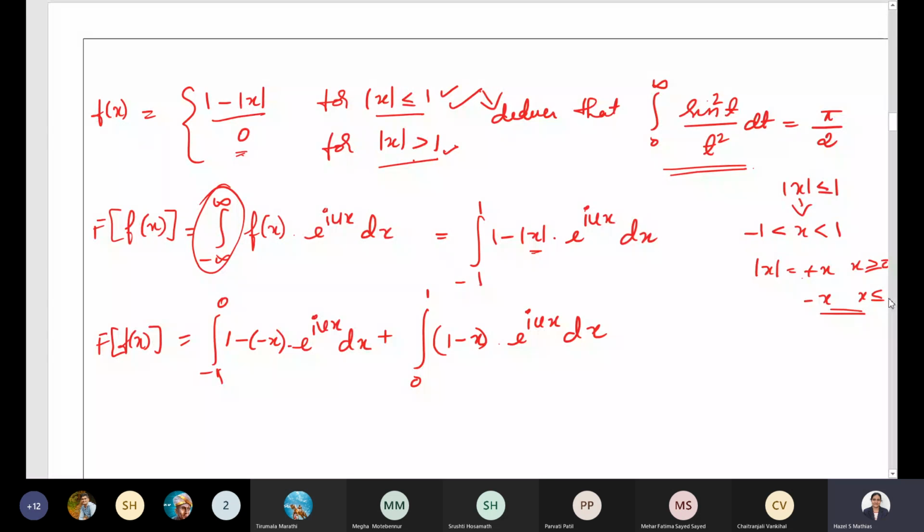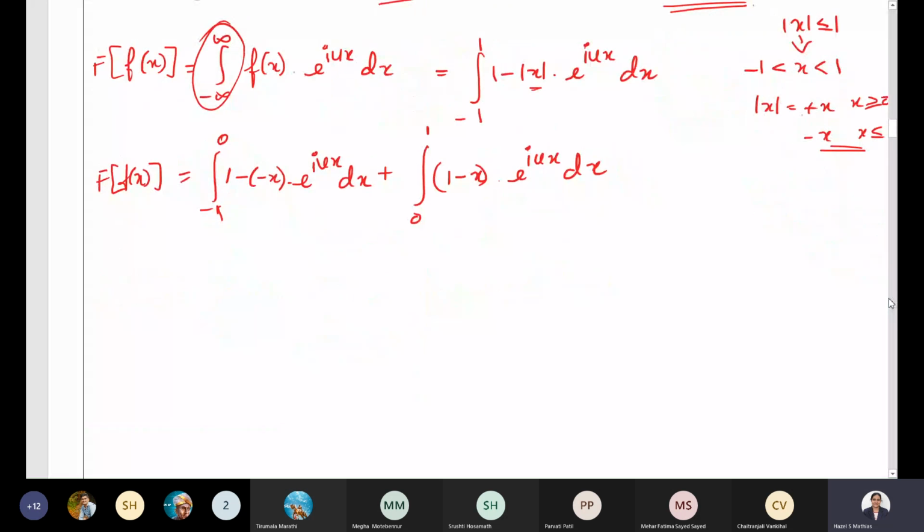Okay, now evaluate this integral. What do we get when we evaluate this integral? You have over here integral minus 1 to 0, 1 plus x into e power iux dx, plus integral 0 to 1, 1 minus x into e power iux dx.